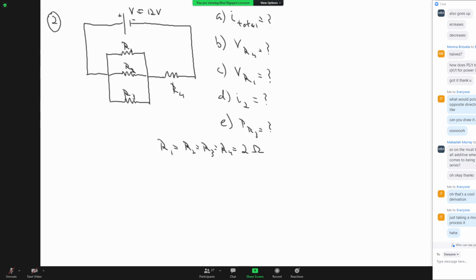I total is the current coming out of the battery. Remember, junction rule and loop rule still apply, right? Conservation of energy and conservation of charge still apply. All the resistances are the same. Figure out what's in parallel, what's in series, and then go from there.